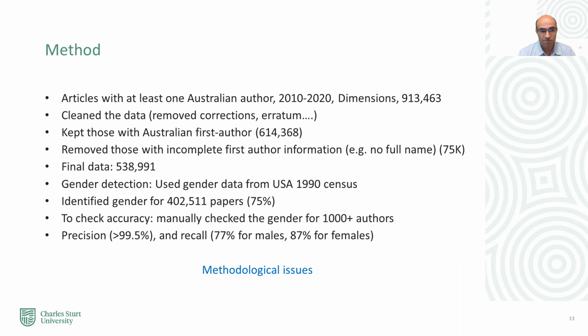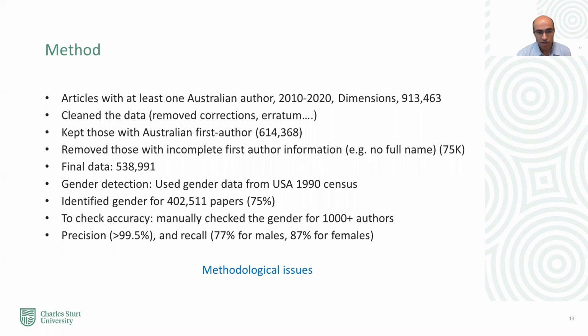But to make sure that this method was relatively accurate, I picked a random sample of 1,000-plus of those 500,000 papers. Then I manually searched them one by one, looked at their university website, and tried to determine the gender based on the picture and what pronouns they used in their introduction and so on. And then I compared that with the automated method we used, and the precision was good, 99.5%. And recall was also acceptable compared to the other person, which means in the case of male authors, we were able to identify 77% of male authors.